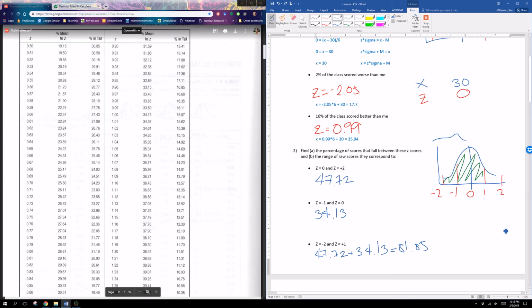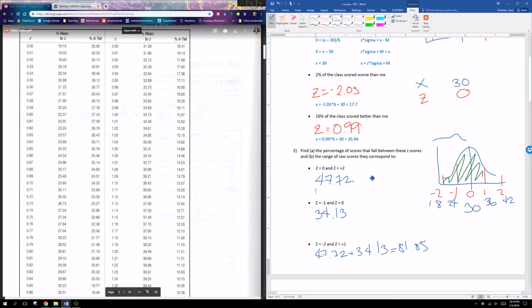Okay, next we're asked to find the range of raw scores that they correspond to. So we said that our mean is 30 and the standard deviation is 6. So if we're moving up one standard deviation, that one's going to be 36. We move up another standard deviation, that one is 42. Okay, so here we're moving down one standard deviation, so 30 minus 6 is 24, minus another 6 is 18.